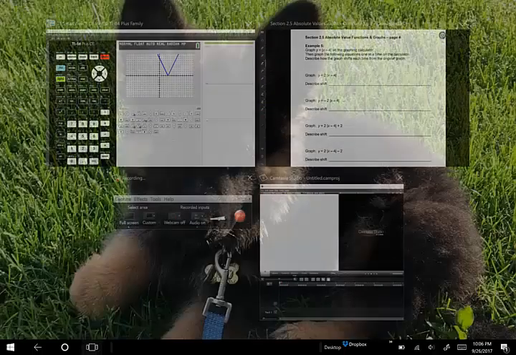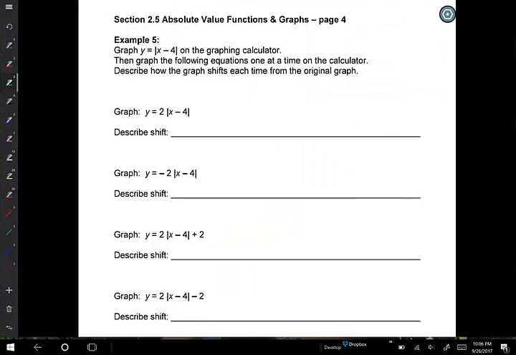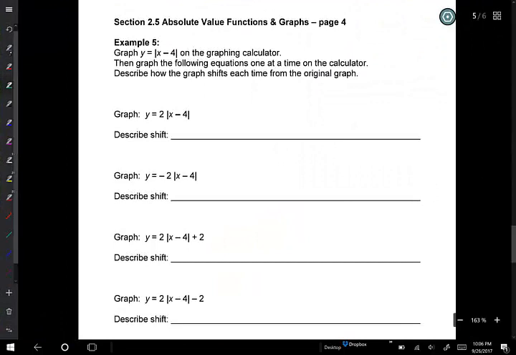Well, let's make a note of that, and let's start to see some predictions. So what we have here: first, it is the shape of a V. Second, it is narrow.